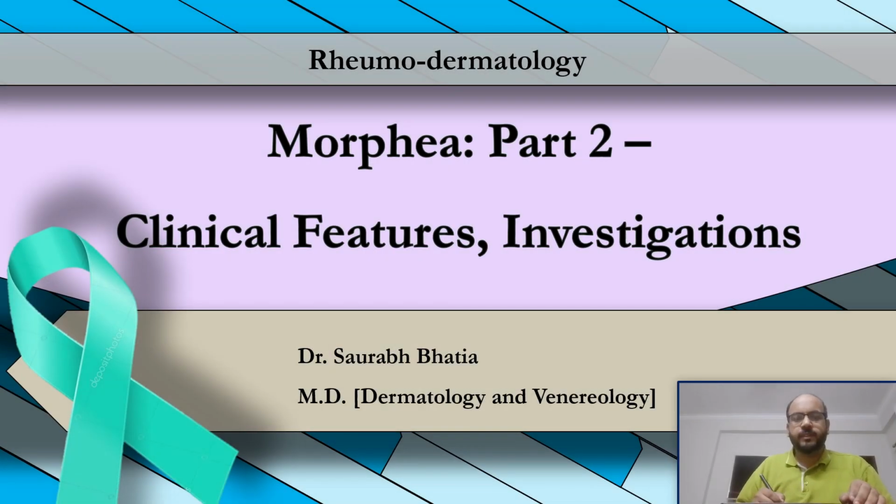Good evening, everyone. So last week we discussed Morphea part 2. We discussed the pathophysiology of Morphea, and we discussed what happens in the background of the disease, how it progresses from an inflammatory phase to an eventual sclerotic or atrophic phase.